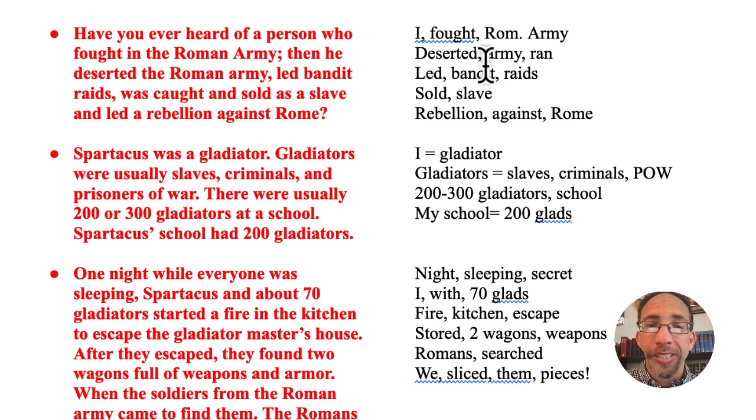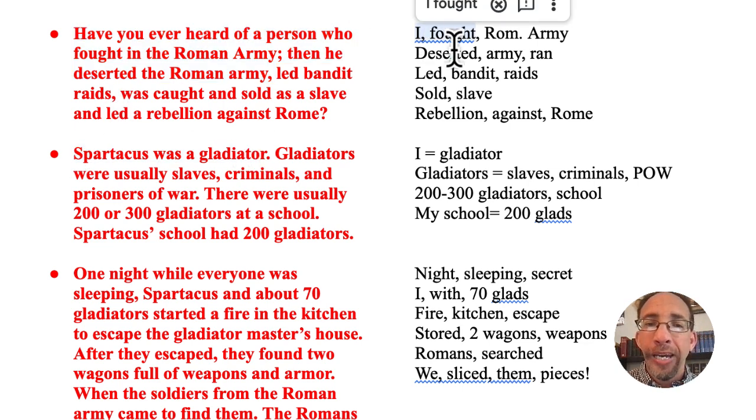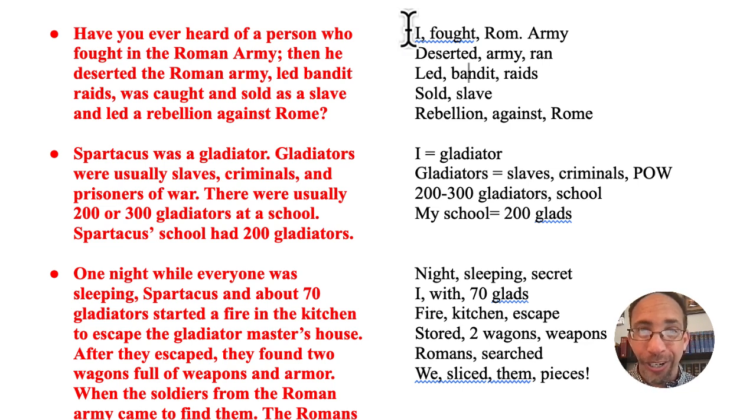The other thing we're going to notice is that in the paper it said, have you ever heard of a person who fought in the Roman army? It says Spartacus was a gladiator. But in the outline, he changes it to first person because you're going to play the role of that character. So you're going to say, this is what I did. So his presentation begins, I fought Roman army, deserted army, ran, led bandits, raids, sold slave, rebellion against Rome. And so he would use that keyword outline to stand in front of the group and make his presentation.